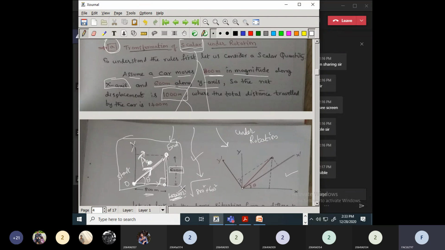The second person has started here and moved in another direction like this. Now if you compare the first process and the second process, consider this as the first process, the X, Y plane. The second person moved in another path, or in another plane, as X prime, Y prime.